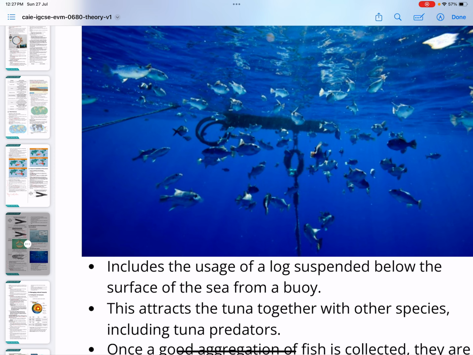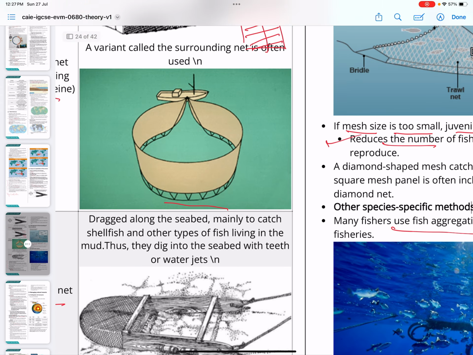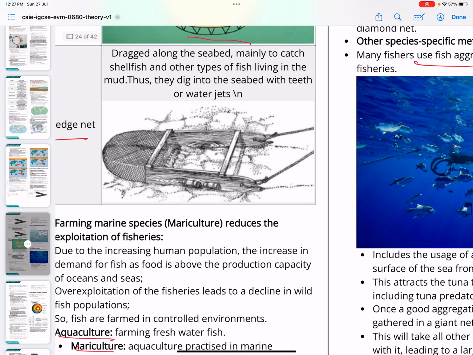So the fish gather at one point, and this kind of net can be used to catch all the fish together. This is used for catching a large quantity of fish.